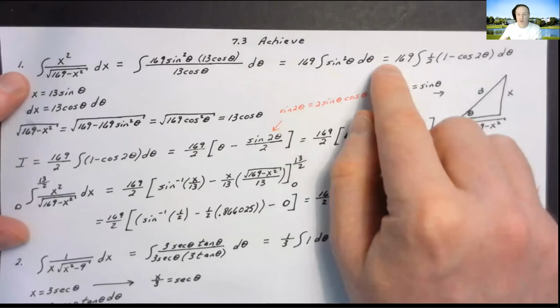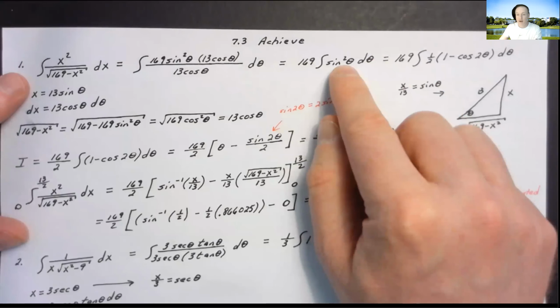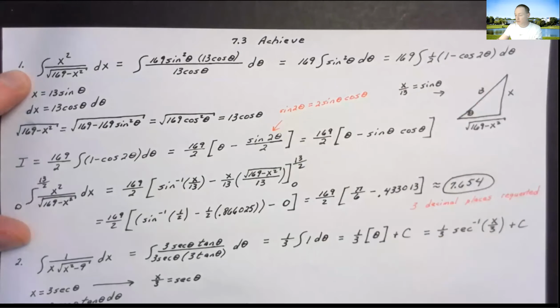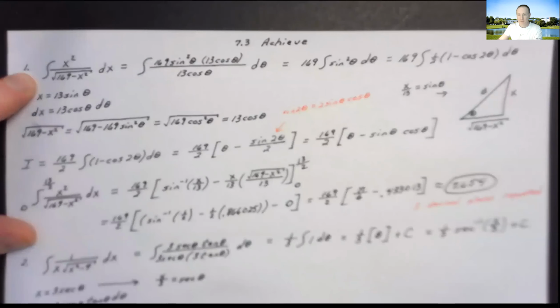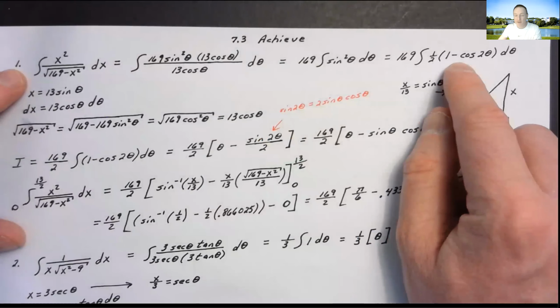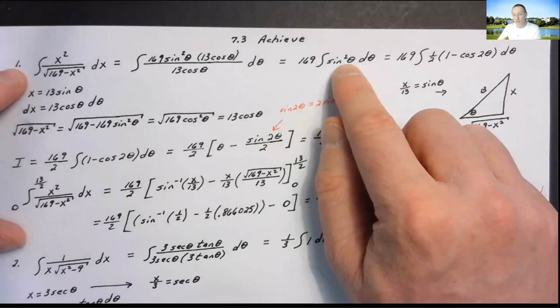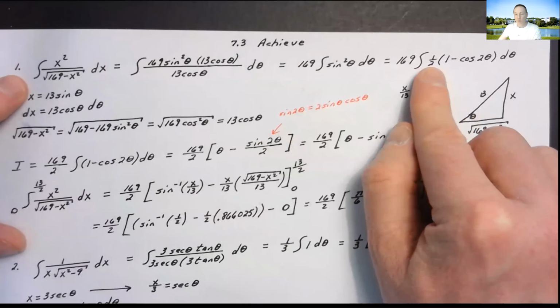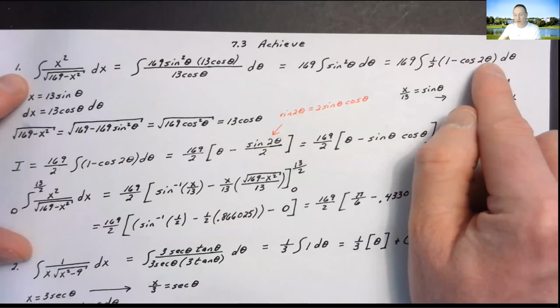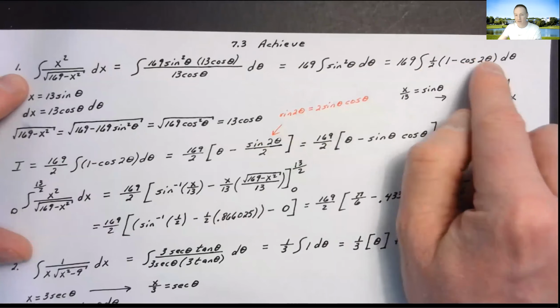Once I have that sine squared theta d theta, that's just going to be the power reduction formula. What I did from this step to this step is use that power reduction formula. The reduction formula for sine squared, and this is a trig identity, is 1/2 times the group 1 minus the cosine of twice the angle. Well, the angle is theta, so twice that angle is just 2 theta.